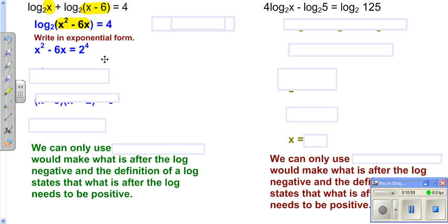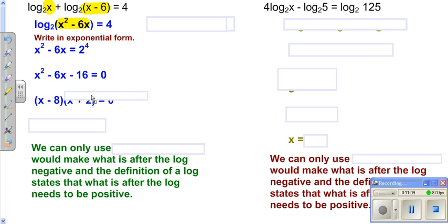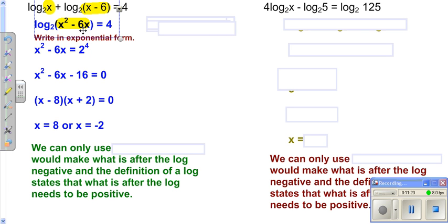Then you realize it's just a quadratic equation again. Set it equal to 0, and then you could try to factor it or use the quadratic formula. It's going to factor into an x minus 8 and an x plus 2. Set each parenthesis equal to 0, and you get x to be 8, and you get x to be negative 2. But then you got to go ahead and check.